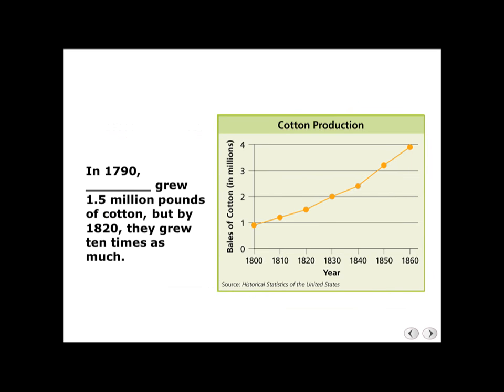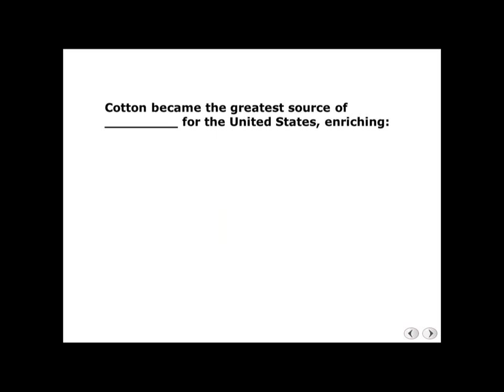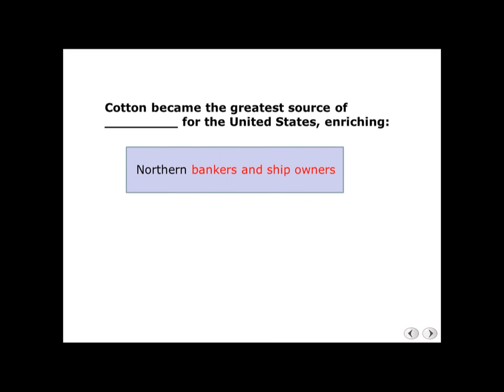In 1790, planters grew 1.5 million pounds of cotton, but by 1820 they grew 10 times as much. You can see by the chart that through the decades, the amount of cotton production is greatly increasing. Cotton became the greatest source of wealth for the United States.